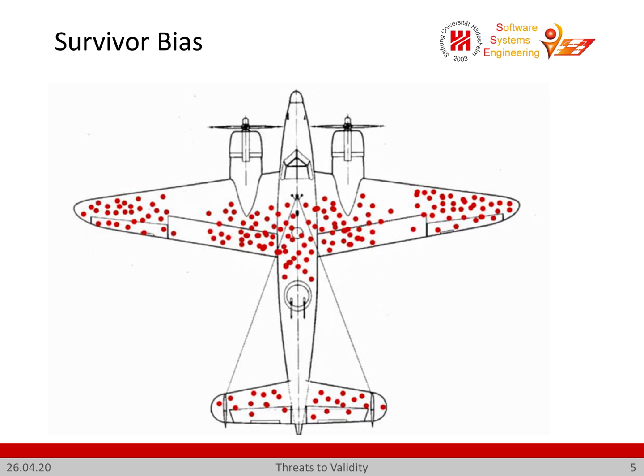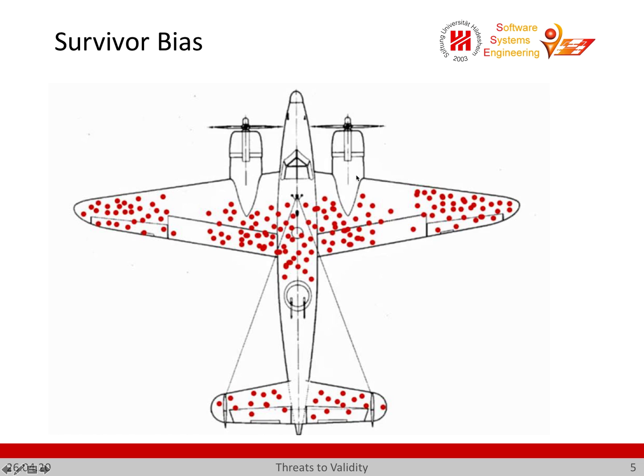No, this is completely wrong. These are planes that returned. These are surviving planes. So a bullet has hit, and it was not a problem for them to return. Or well, it may have been a problem, but they still returned. As you can see, there's a cockpit, there are the engines, and so on.